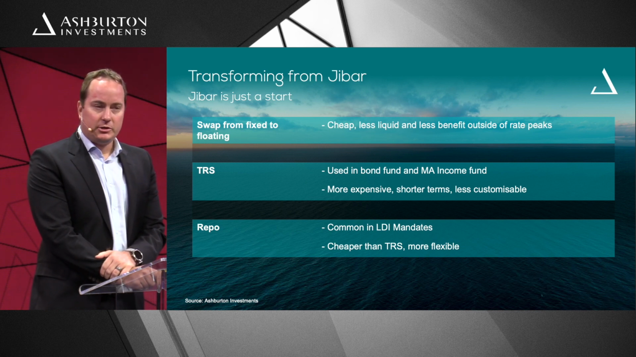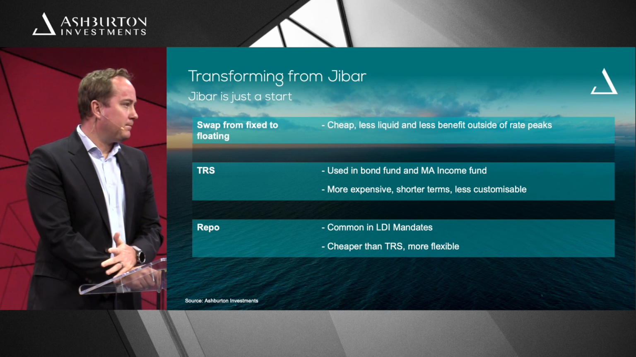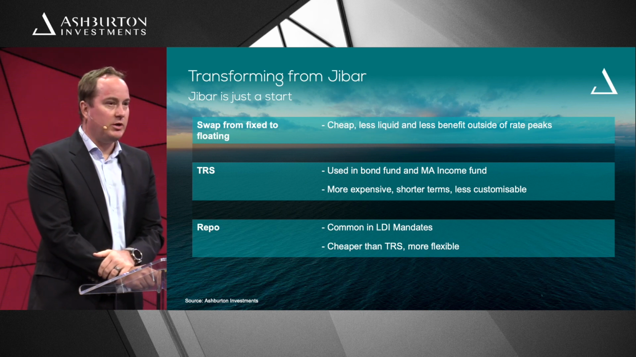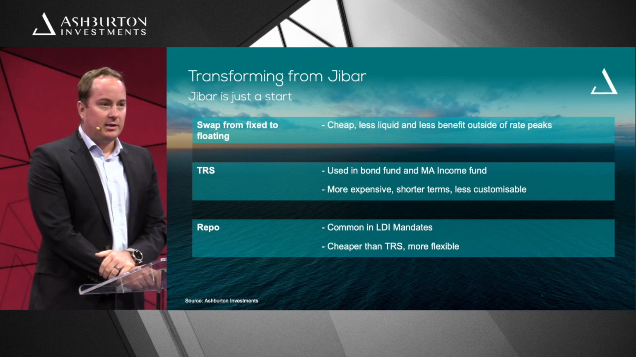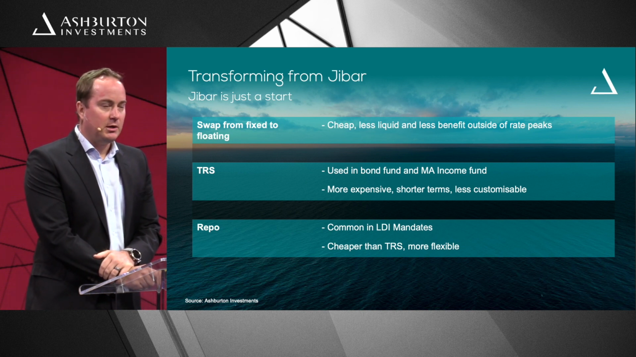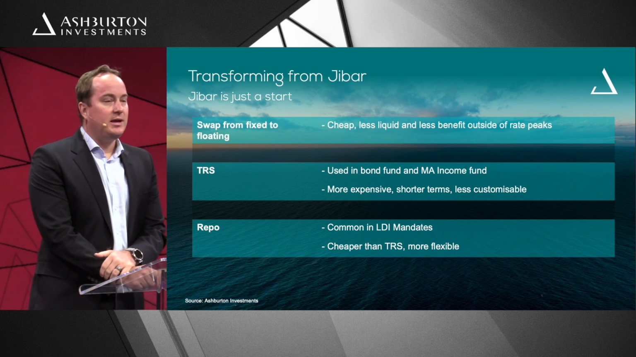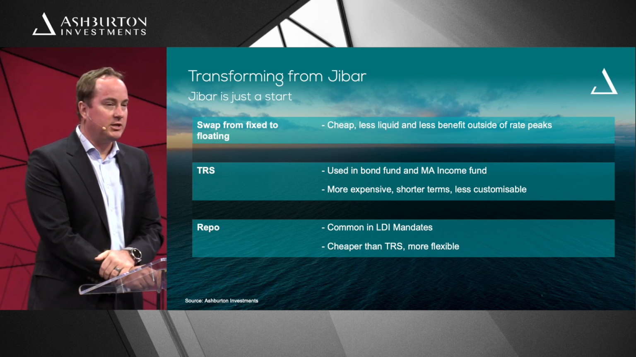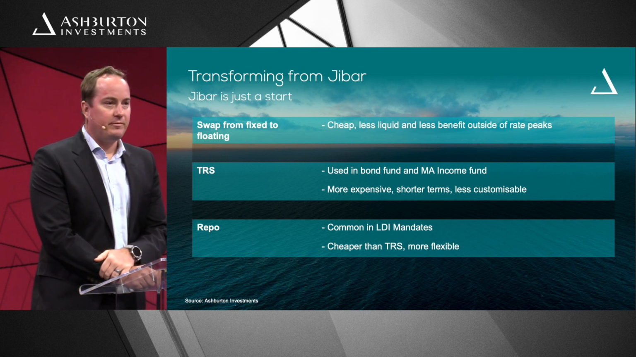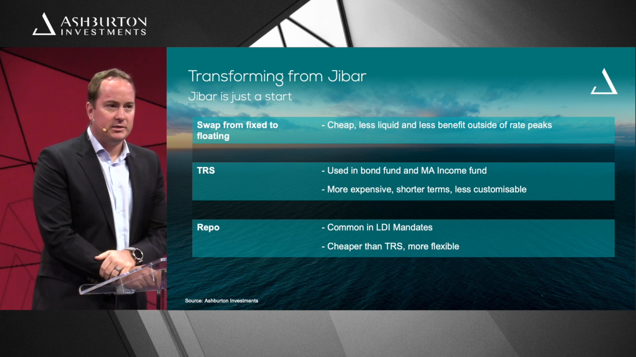The last option that you can do is you can adjust your book by using repos. Now, repos are used very widely, specifically within Ashburton in our LDI book. Chris Sirium, who's also a speaker today, is our resident expert there. It's cheaper to do than TRSs, quite often because TRSs include exposure to less liquid bonds, whereas in the repo market, you can pick the most liquid bonds. They're also more flexible. You're not tied down to an index, etc.